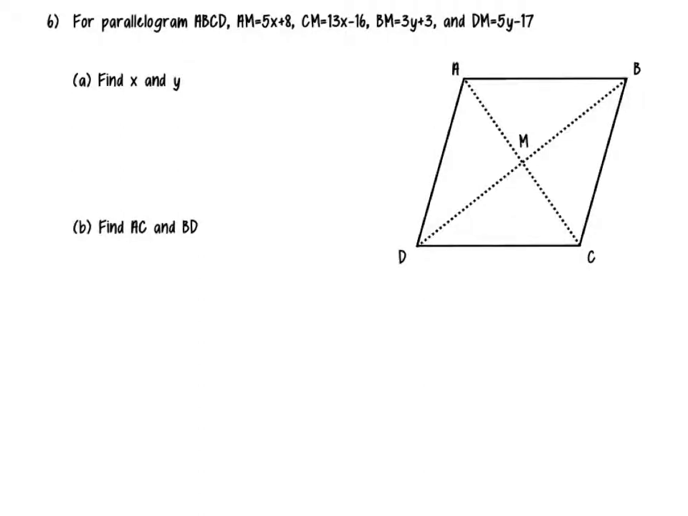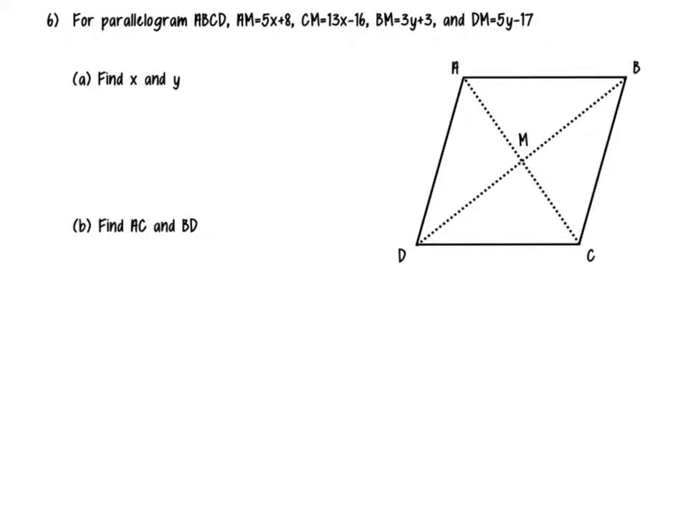All right, for parallelogram ABCD, we know that AM is equal to 5x plus 8. So AM is 5x plus 8. We also know that CM is 13x minus 16. We know that BM is 3y plus 3, and we know that DM is 5y minus 17.